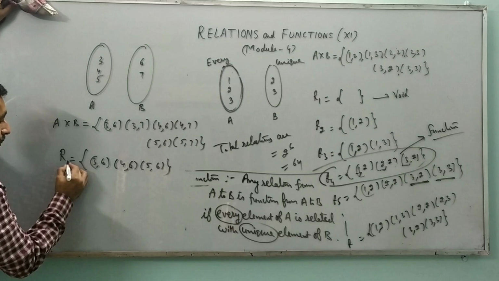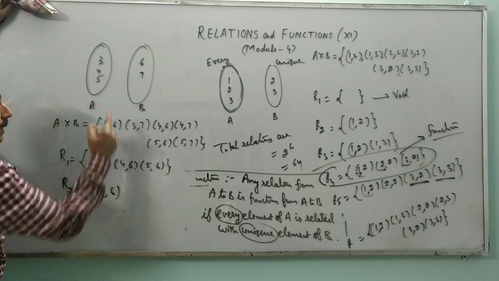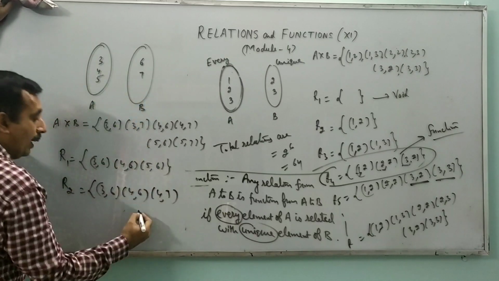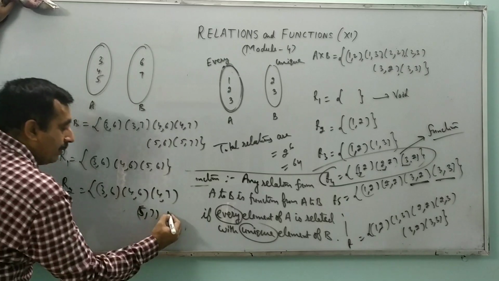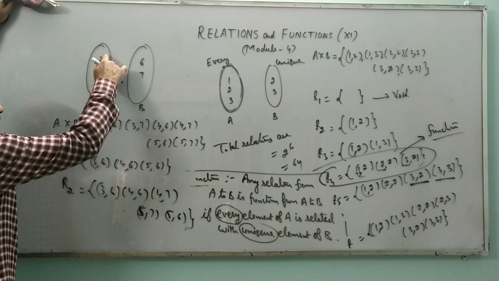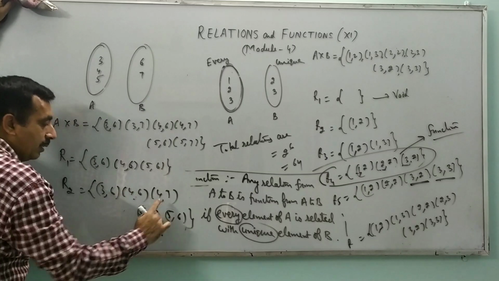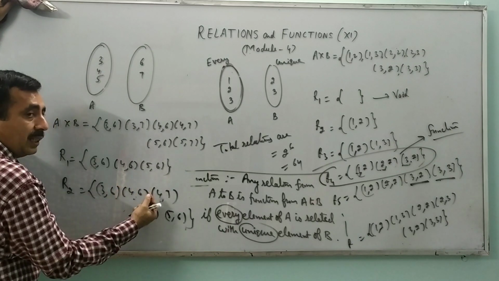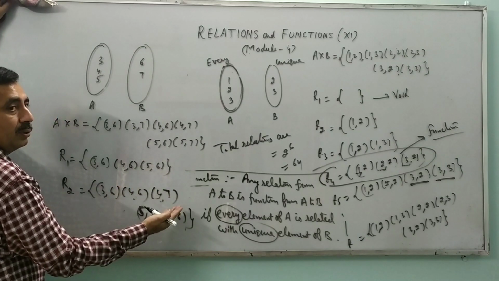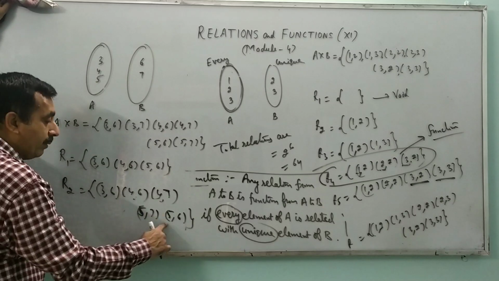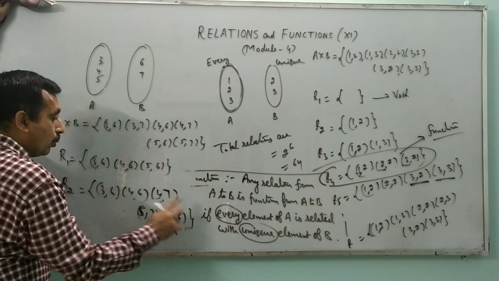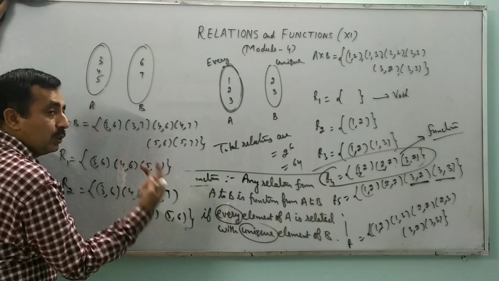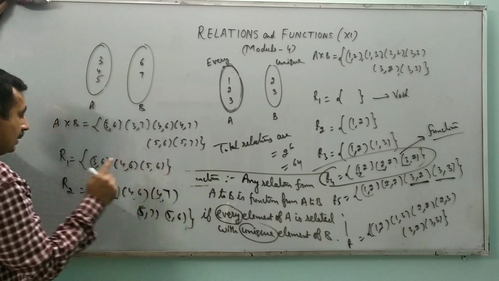If I write down a relation: 3 related with 6, 4 related with 6, 4 related with 7, 5 related with 7, 5 related with 6. 3 is here, 4 is here, 5 is here. But 4 has 2 images. 4 is related with 6 also, and 4 is related with 7 also. 5 is related with 7 also, 5 related with 6 also. So 4 has 2 images, and 5 has 2 images. This is not a function.